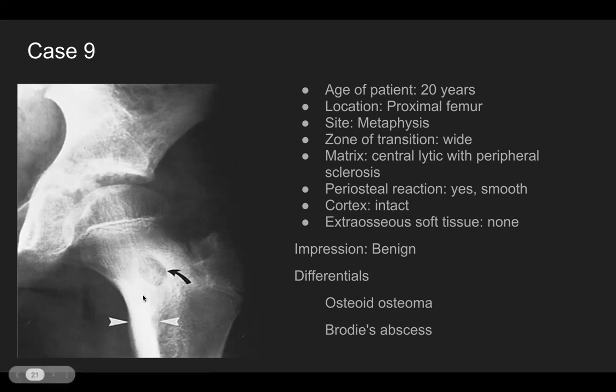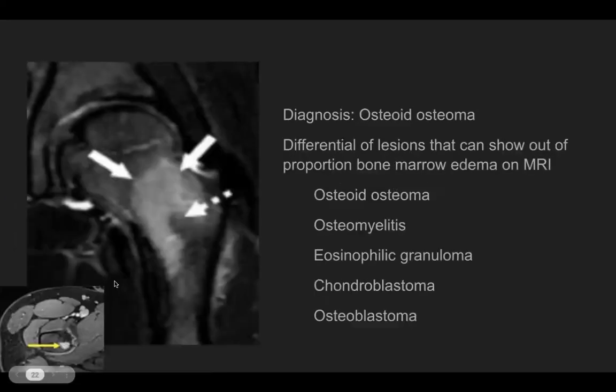Another differential for this can be Brodie's abscess. If there's a lytic lesion with some surrounding sclerosis, you can confirm this on either CT or MRI. On MRI, we can see that there is a nidus and there is surrounding so much soft tissue edema. This tumor itself is very small, just less than 1 centimeter, but it has a large amount of bone marrow edema. Sometimes it can have so much bone marrow edema that it is spreading outside also. It can have some surrounding soft tissue edema also.